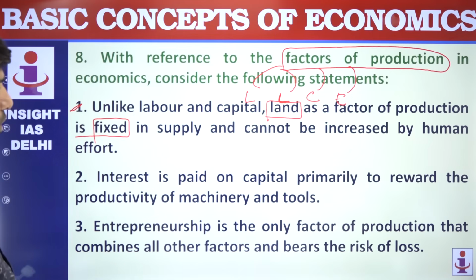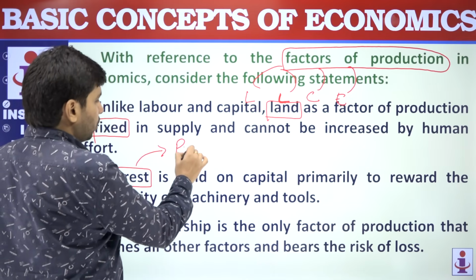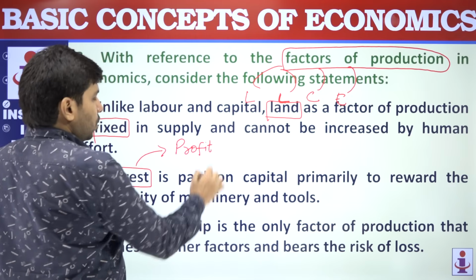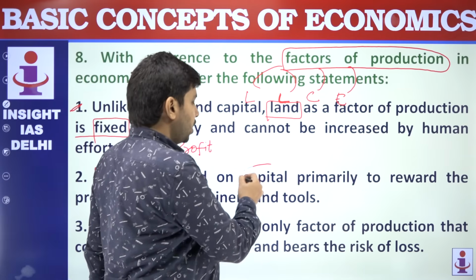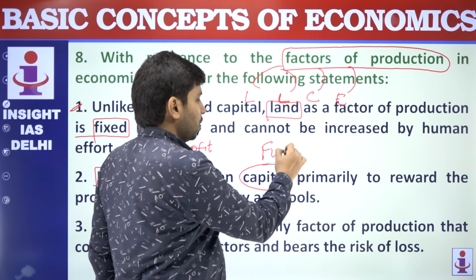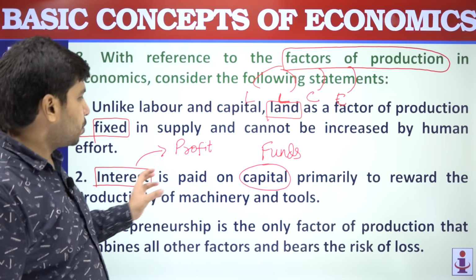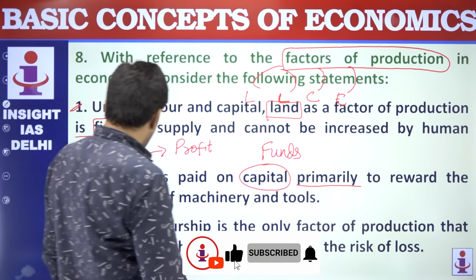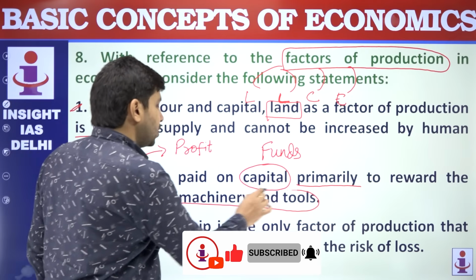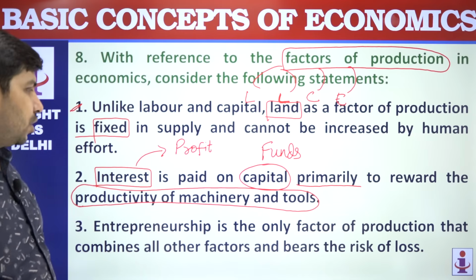Interest is paid on capital primarily to reward the productivity of machinery and tools. See, interest and profit, these are 2 terms. If we are investing capital, capital means funds. So if someone is investing some kind of fund, interest is paid on the capital. That part is true. But here it is saying it is primarily paid to reward the productivity of machinery and tools. This part is not correct.